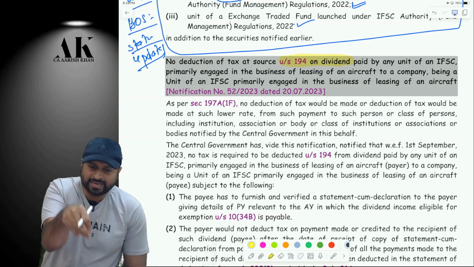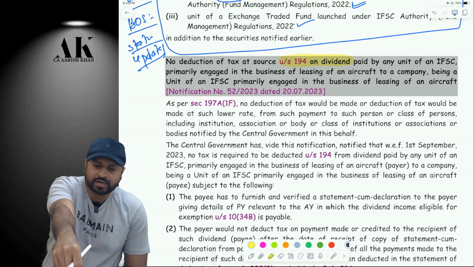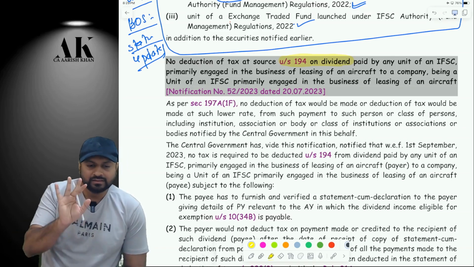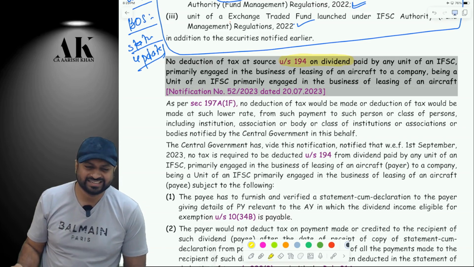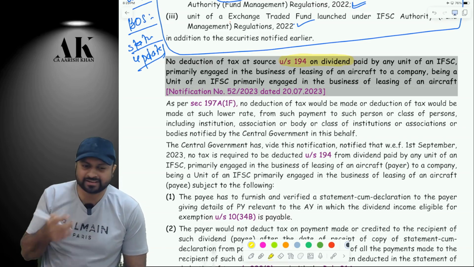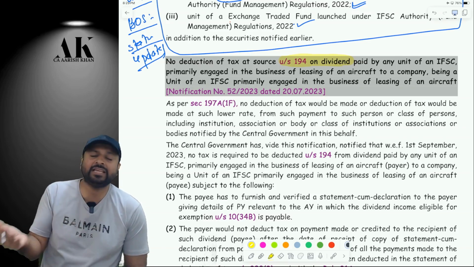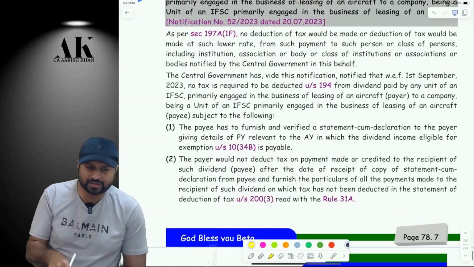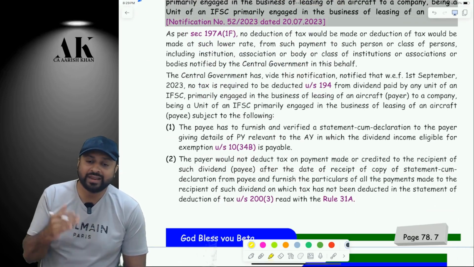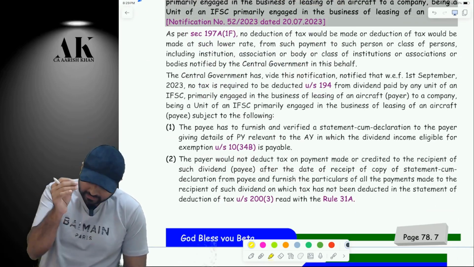So in this case, which you are reading just now from your color book, green portion, should there be deduction of TDS? Tell me now. There should not be deduction of TDS, correct? Because the dividend is exempt in the hands of the recipient company. So that is what is notified in this particular notification through some conditions. They have put some conditions over here.